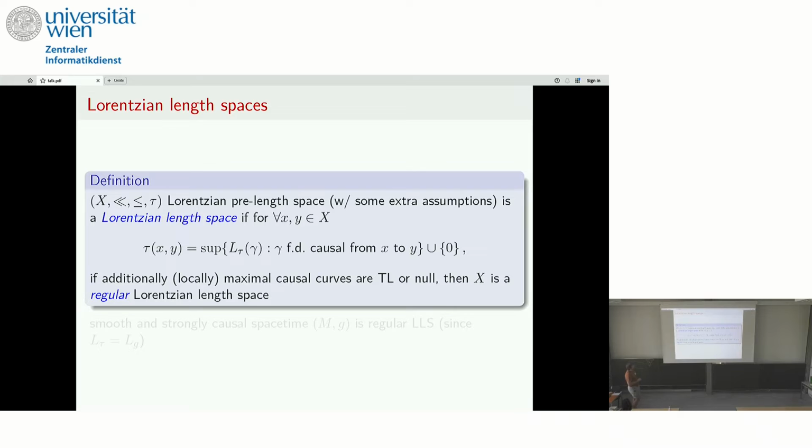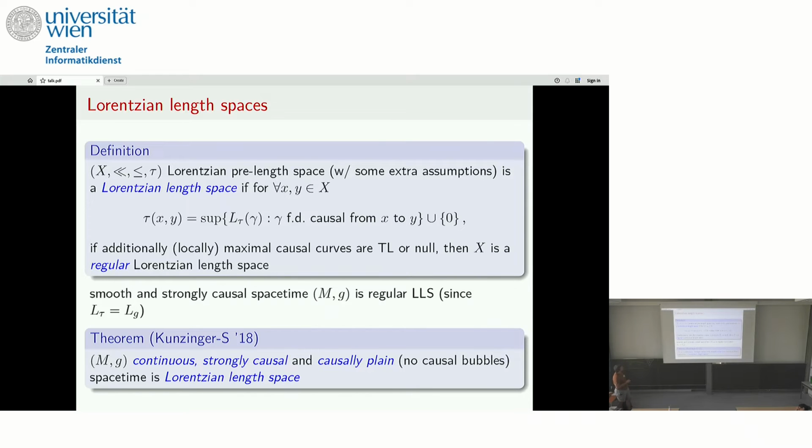And then you can also define what is a regular Lorentzian length space: that is, if causal maximizers are either time-like or null. Because in spacetimes of low regularity, you have examples where the maximal causal curves have segments which are null and time-like. For example, in Lipschitz spacetimes, this cannot happen, but there are Hölder spacetimes where this can happen. So this is kind of a synthetic notion of regularity.